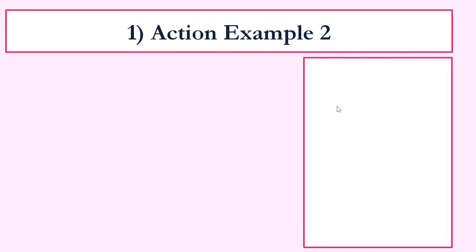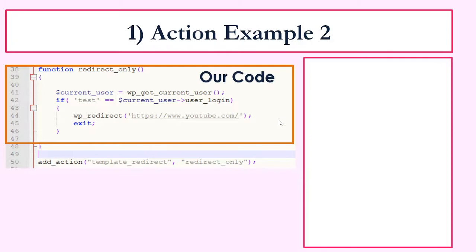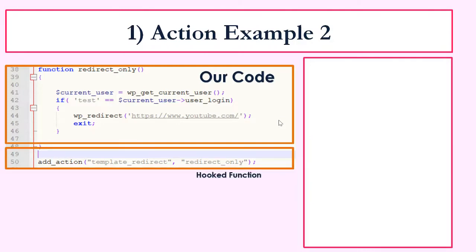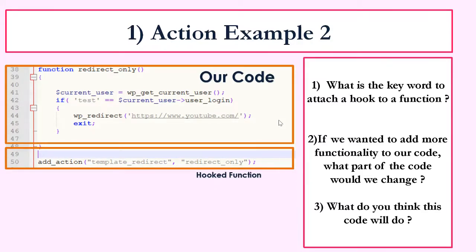Okay, let's look at our second example for an action. So we have our code here, and then we have our hooked function. So we have some questions here. What is the key word to attach a hook to a function? If we wanted to add more functionality to our code, what part of the code would we change, and what do you think this code will do?